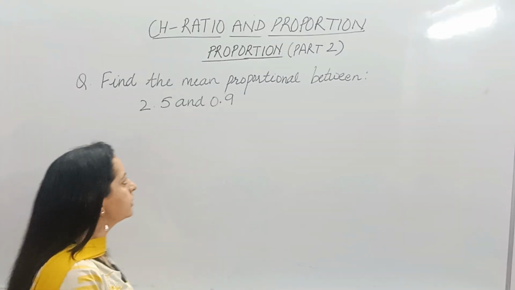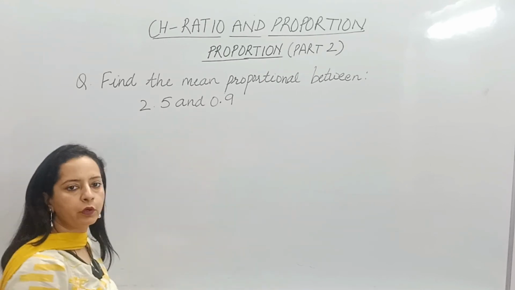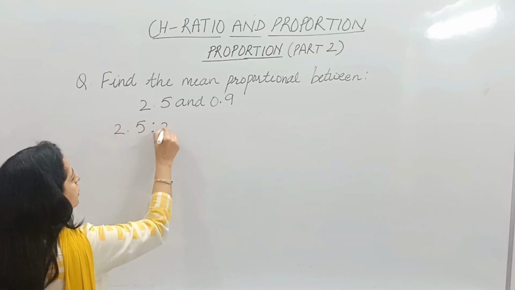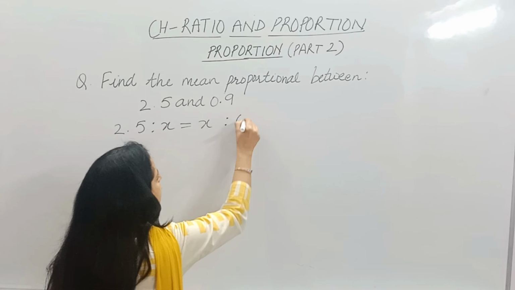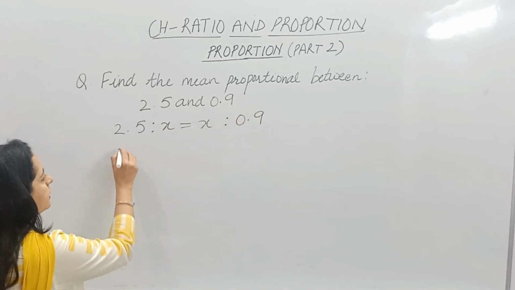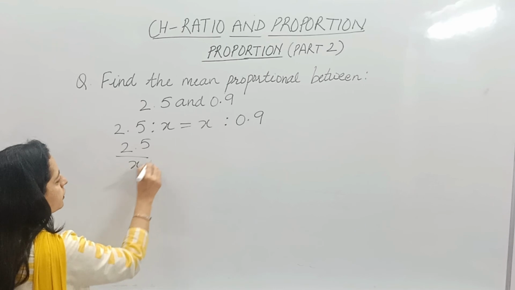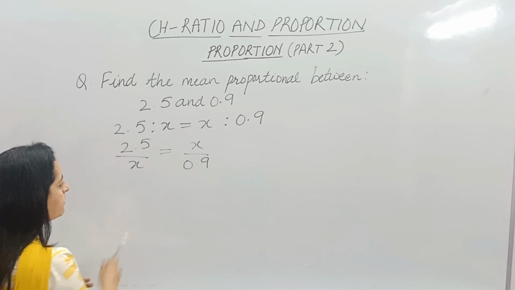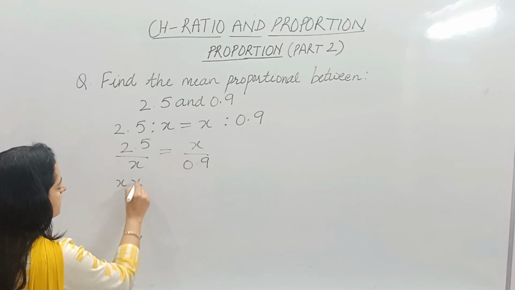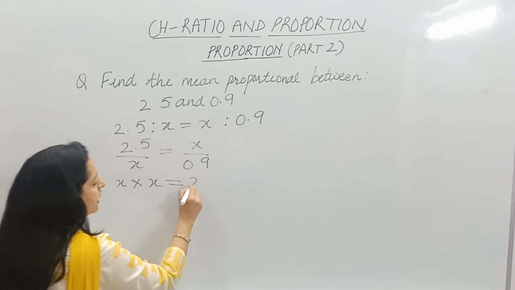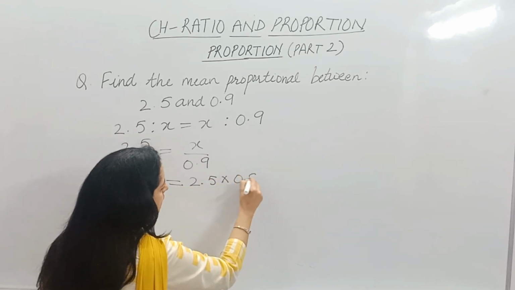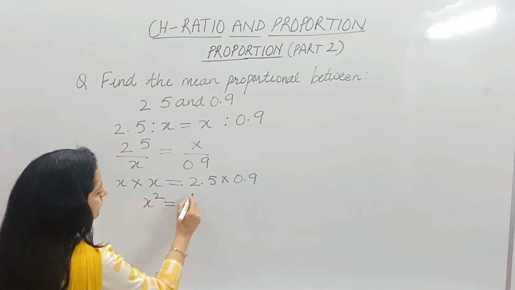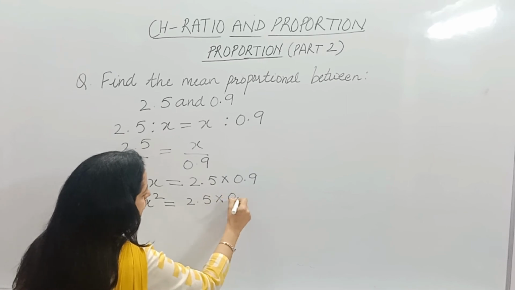Now here we need to find the mean proportion between 2.5 and 0.9. We'll assume it to be x. So we can write 2.5 ratio x is equal to x ratio 0.9. Again we can write it in fraction form. 2.5 upon x is equal to x upon 0.9. We'll cross multiply them, x into x. So we can write x into x is equal to 2.5 into 0.9. Further, x into x is x square, which is equal to 2.5 into 0.9.